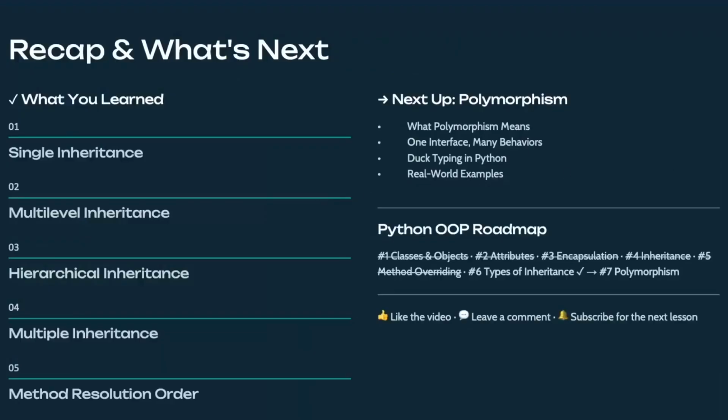Now, let's recap. Today, we learned single inheritance, multi-level inheritance, hierarchical inheritance, multiple inheritance, and method resolution order, or MRO. You now understand the major inheritance structures available in Python and how Python resolves methods when multiple parents are involved. In the next lesson, we'll explore one of the most important object-oriented concepts, polymorphism.